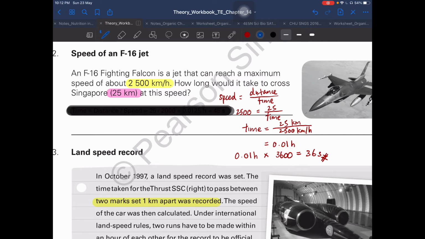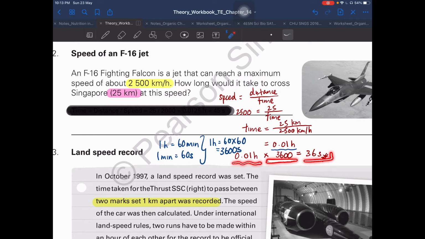But of course, it's important to take note that it is not really practical to use a unit such as 0.01 hour, because it's not very conventional. So what we can do is convert into seconds. How do we convert into seconds? We know that 1 hour is 60 minutes, and every 1 minute is 60 seconds. So every 1 hour is 60 times 60, which is 3,600 seconds. That's how we convert the hours into seconds, by multiplying by 3,600. And the answer over here should be 36 seconds.